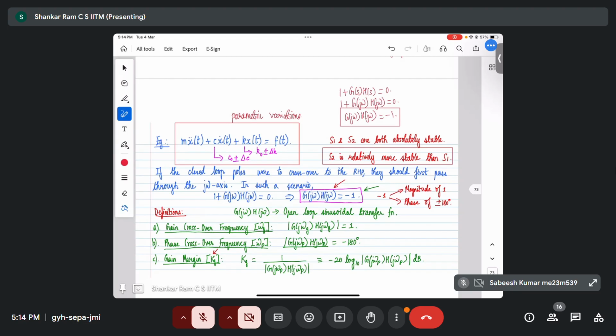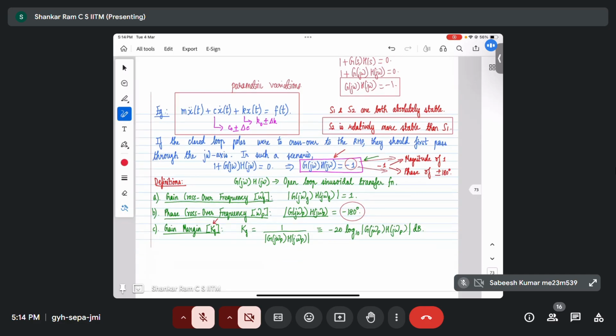Please recall, G(s)H(s) is the open loop transfer function. So G(jω)H(jω) is the open loop sinusoidal transfer function. When that becomes equal to -1, we know that there is a migration of a pole from the left of the complex plane to the right of the complex plane. So this becomes very important. The -1 point in the complex plane, as we know, has a magnitude of 1 and a phase of plus or minus 180. We will take -180 because we are dealing with causal or proper transfer functions.